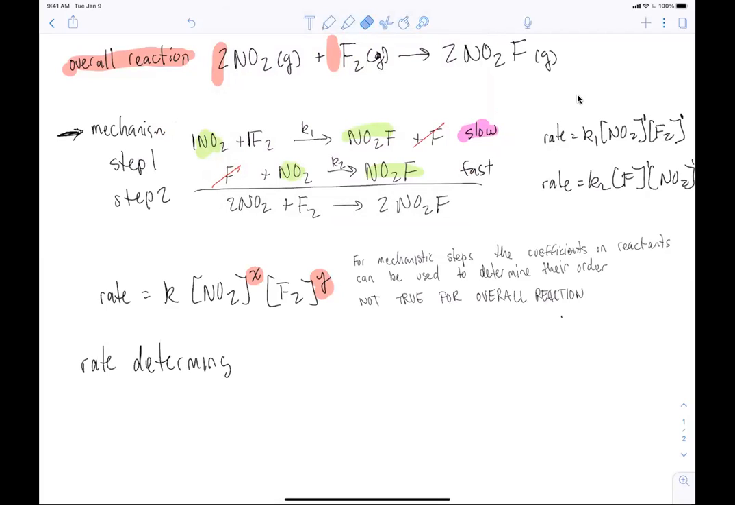That's not how you spell determining. Determining step.